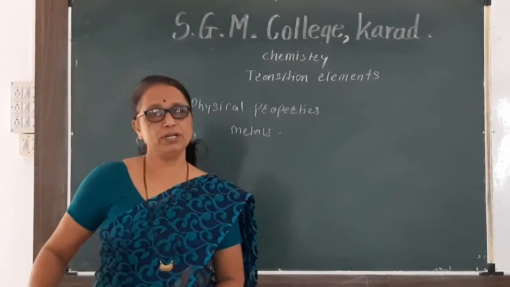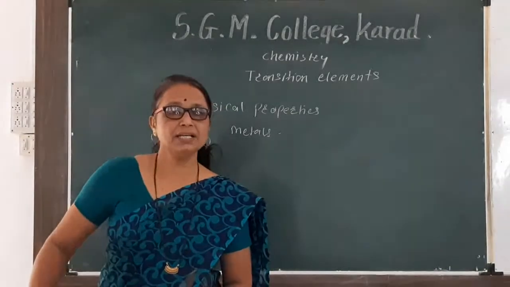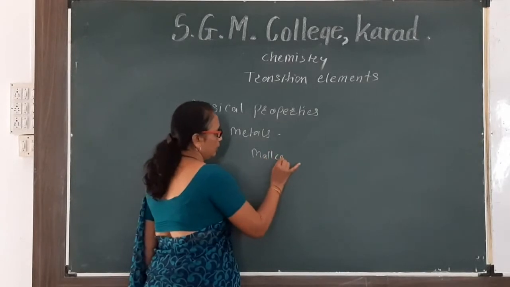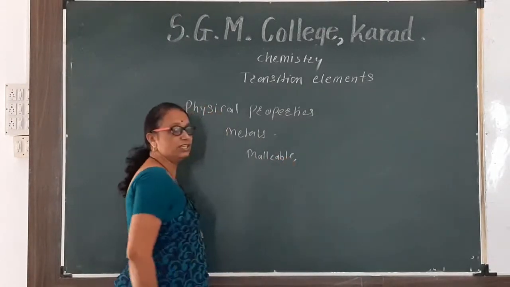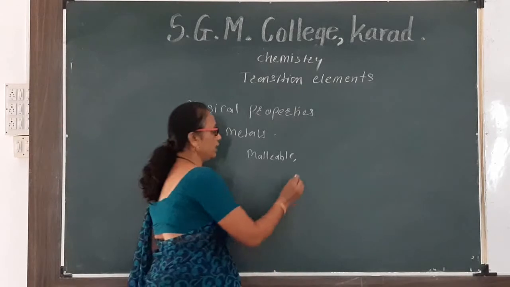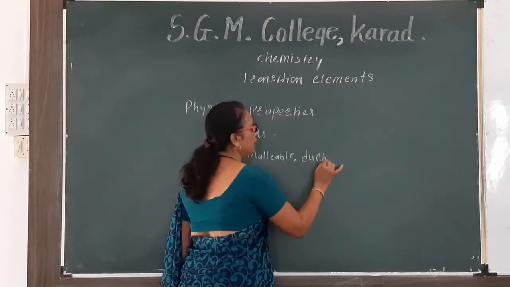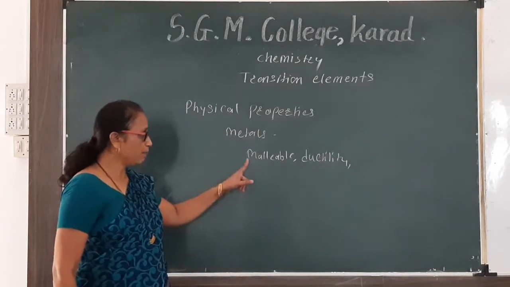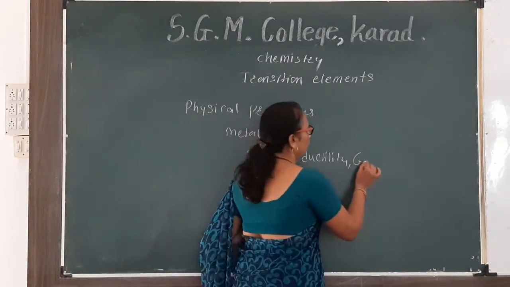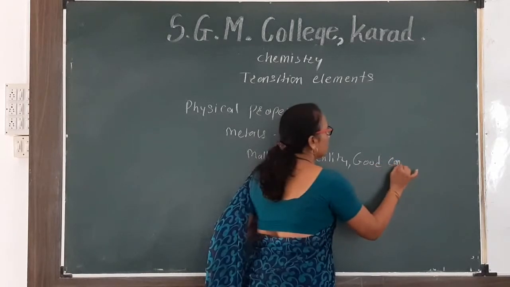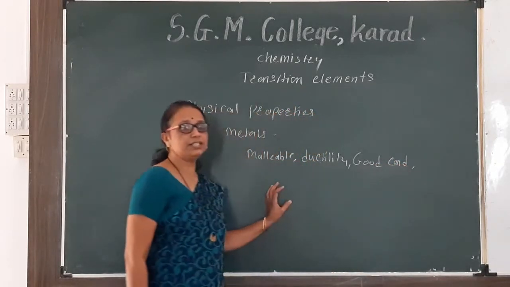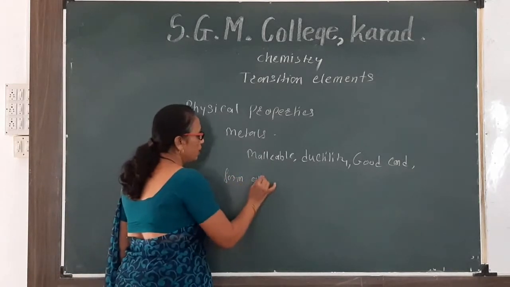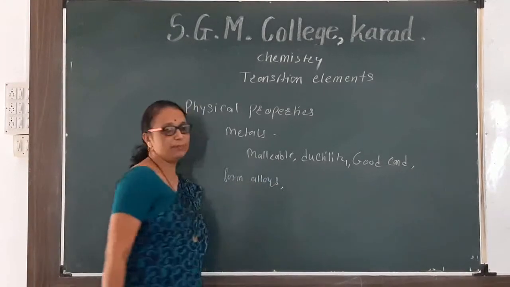Then what are the properties of metals? Metals are malleable, flattened to thin sheets, ductile, which have ductility, and wires can be made. Metals are malleable, ductile, good conductors of heat and electricity. They can form alloys with other metals.